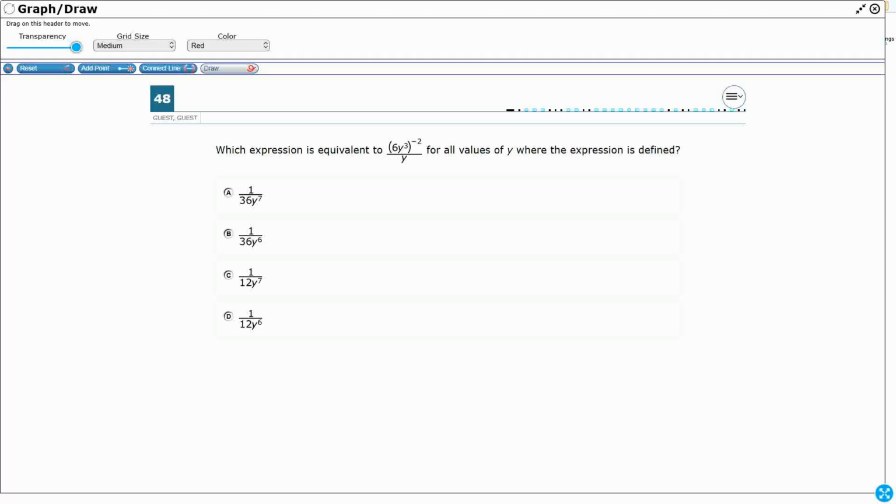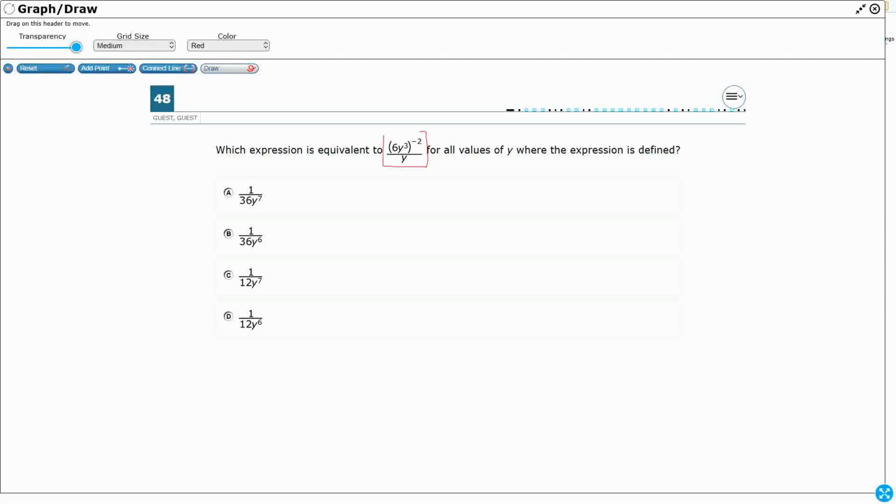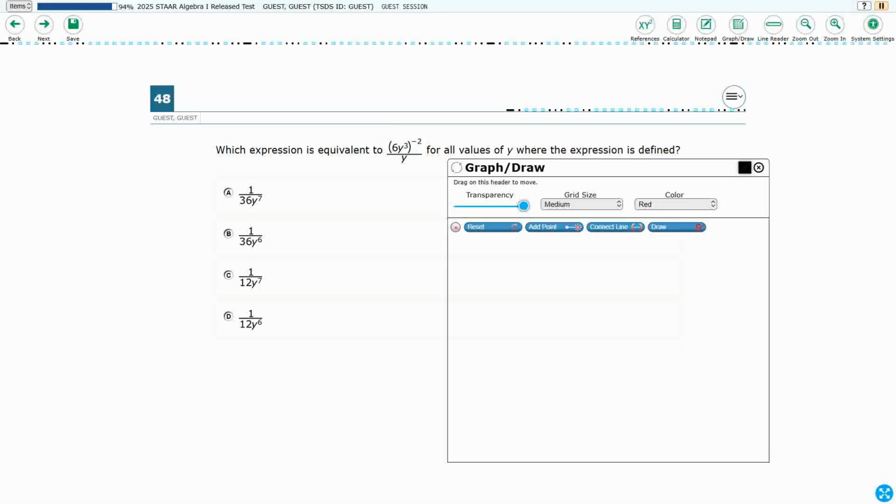So we need to find an equivalent expression for this right here. And it says the values of y where the expression is defined, simply because we have y in our denominator and we can't have that as a 0. So they're saying let's find an equivalent expression and let's just assume that y is not 0, because you can't divide by 0, that's undefined.